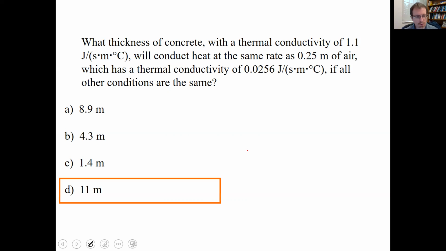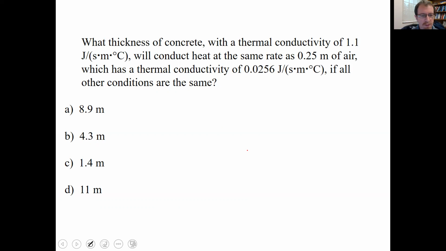Okay, so it turns out it's approximately 11 meters. Now, how did we arrive at that? Well, here's how. We've got our thermal conductivity equation.